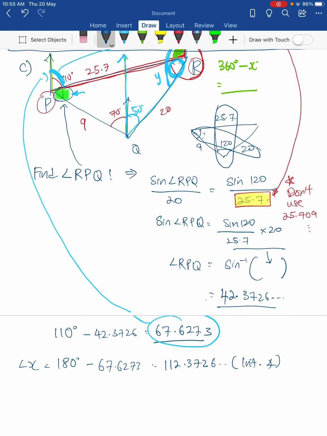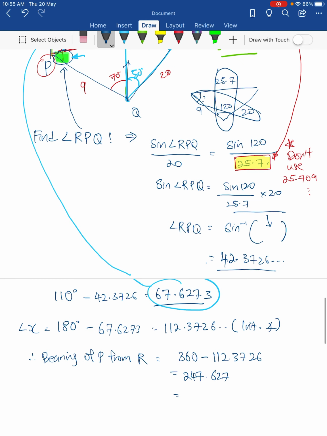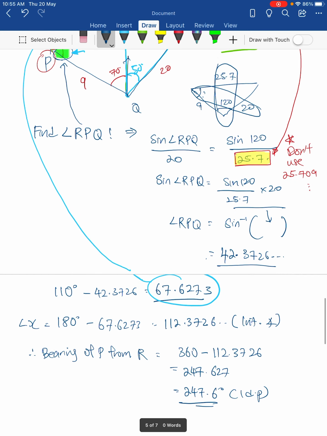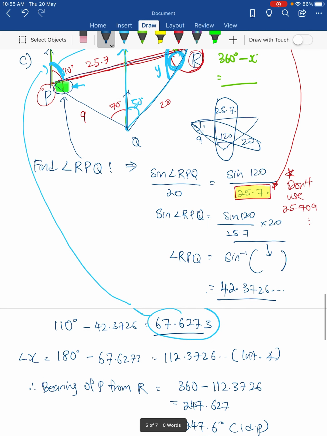Then the final part, so hence the bearing, which is the final question: the bearing of P from R will be equal to 360 minus 112.3726. So 360 minus the answer will give you 247.627, and since it's a bearing, the angle will be given to 1 decimal place. That will be the final answer. So that is for part C. This question is a bit long.